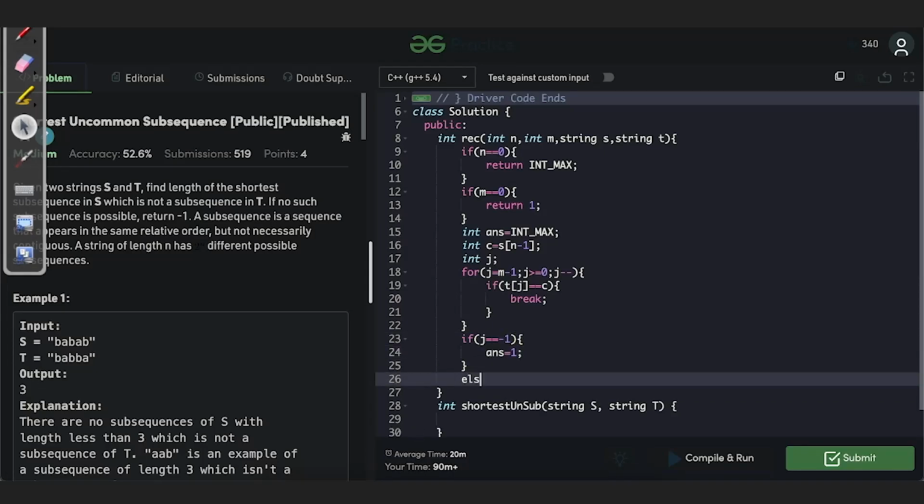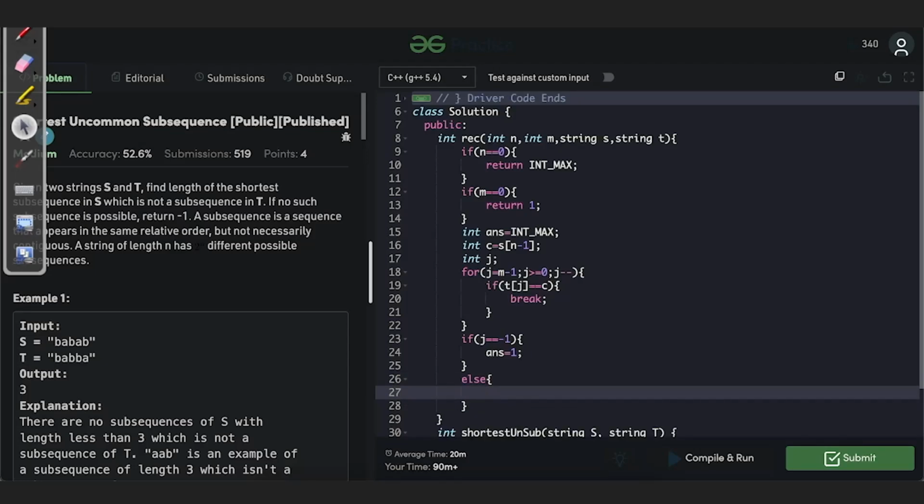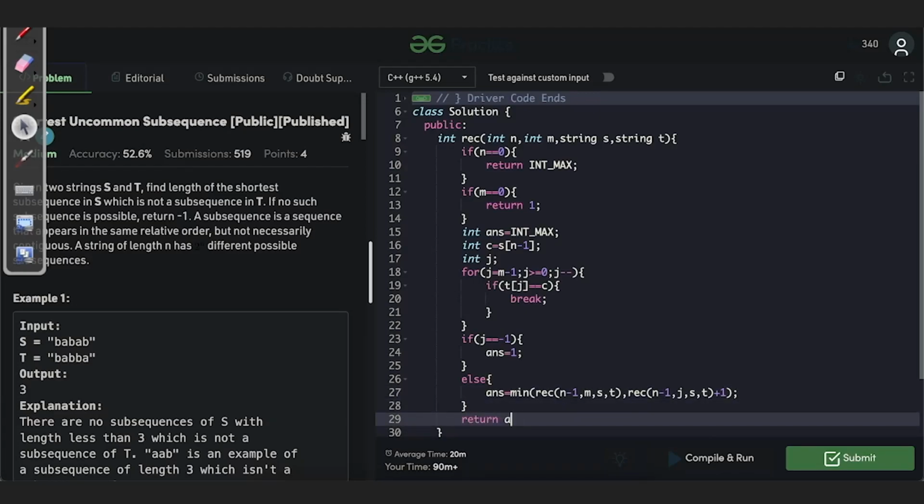Okay, so if the element is present, what we would do is answer is equal to the minimum of include or exclude, that is rec of n minus 1 and then m and then s and t itself, and rec of n minus 1, j and then s and t, which would remain the same, but here we are including it, so we would just take this as 1 and take the minimum from both sides, and that would be the answer, and we would simply return from this point.